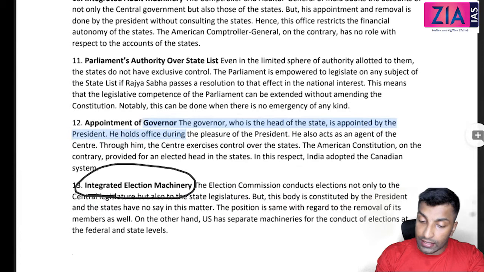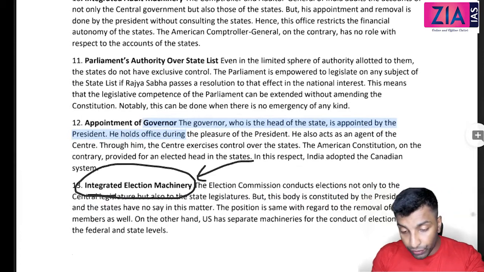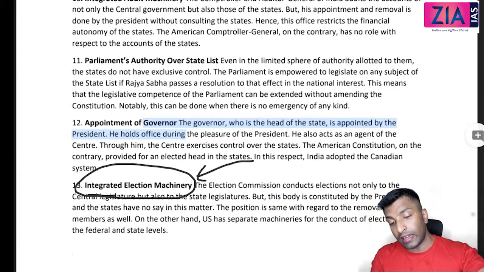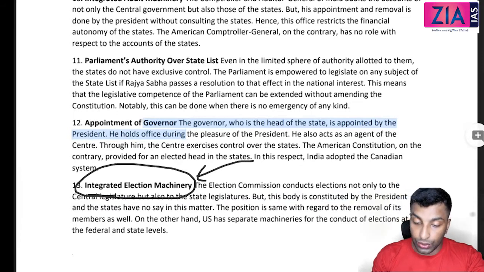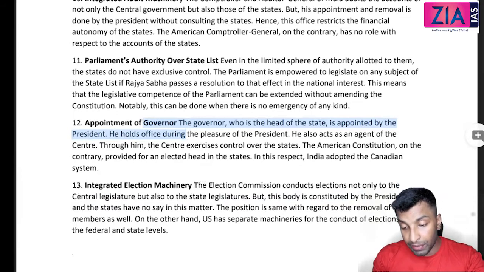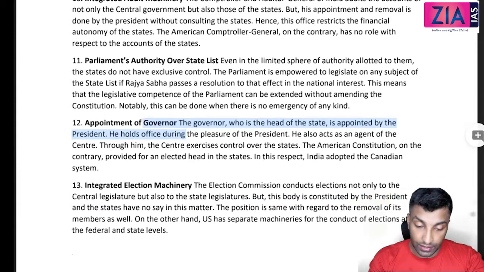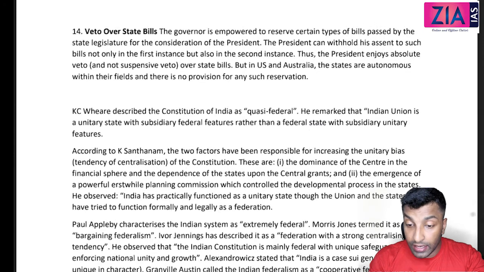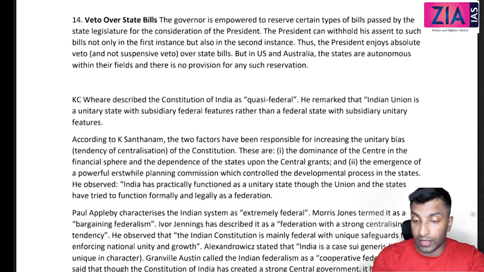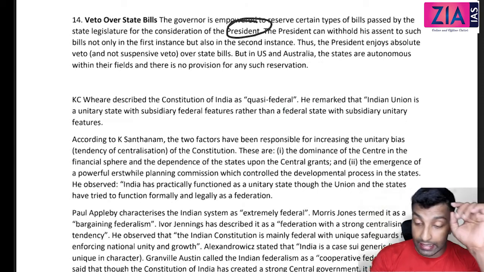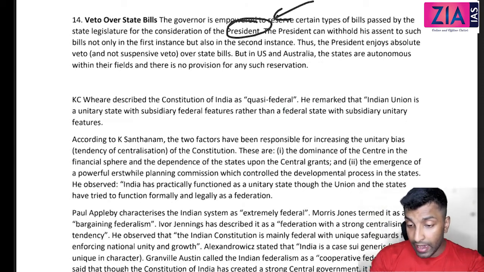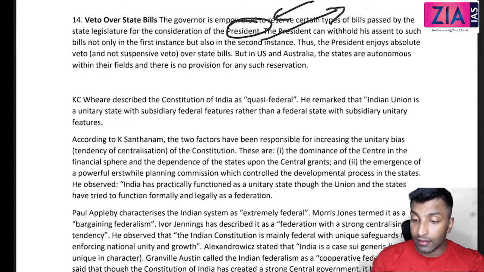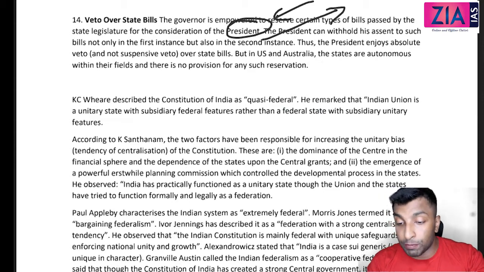The election commission is conducting the election both for the central level election as well as the state level election. So the election commission is appointed and even removed by the center. Then veto over state bills. Governor can reserve certain types of bills for the president, right? And what can the president do? The president can send it back. Okay, and once it is passed again, it has to go to the president. In this case there is no suspensive veto.